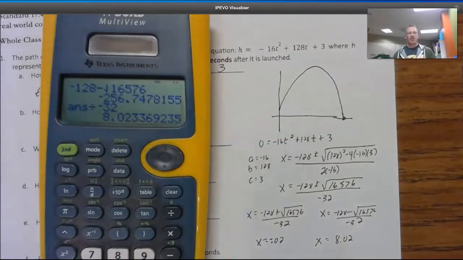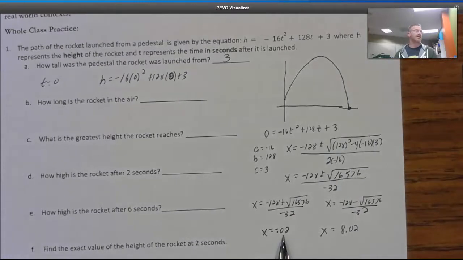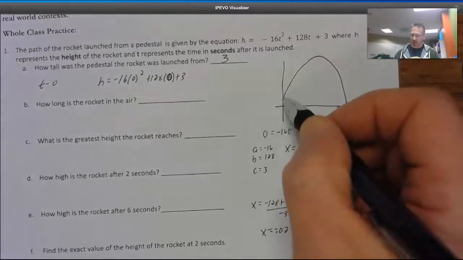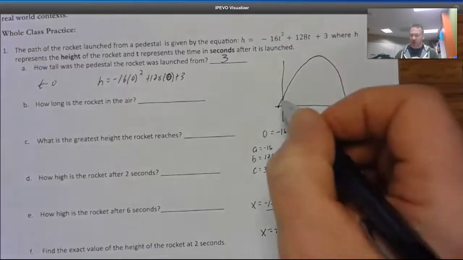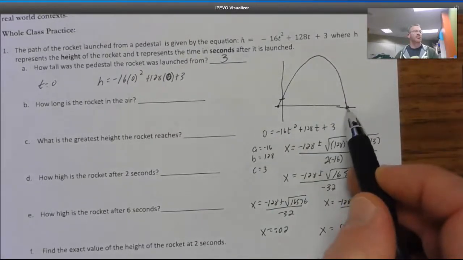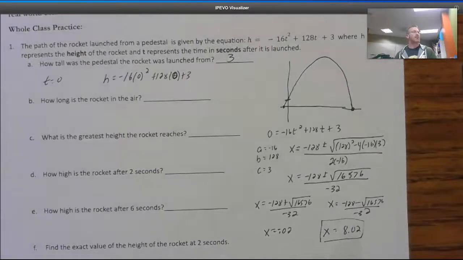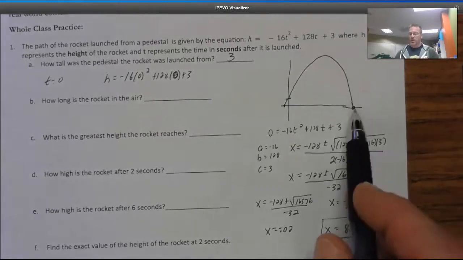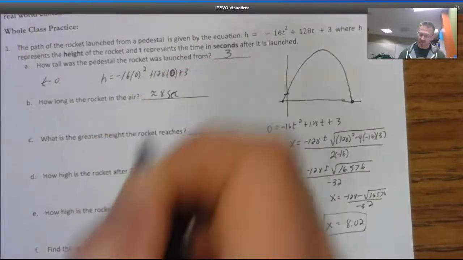So now we want to look at our picture, right, and think about which one makes sense. Well, one, we don't want to go back in time. So this is a negative value here. If I extended this graph, that would have been where it would hit back there. But we know it started right here. And so when we look at our picture, it hits right here. So that tells me that this is the solution I want. So now you also have to kind of interpret your results, right? Does that make sense? All right, so it was in the air for approximately 8 seconds.